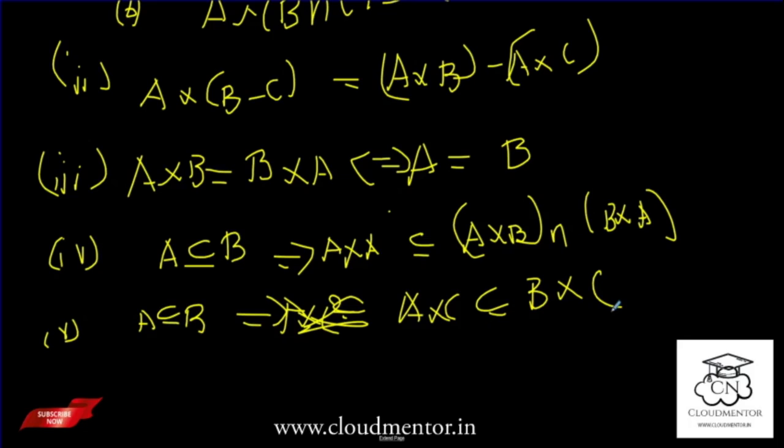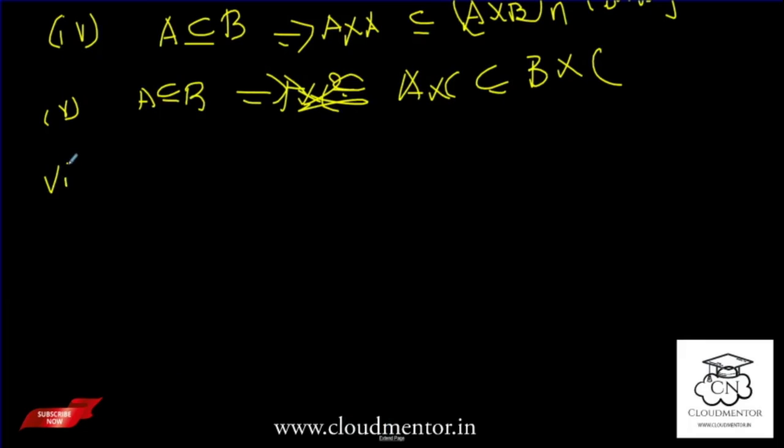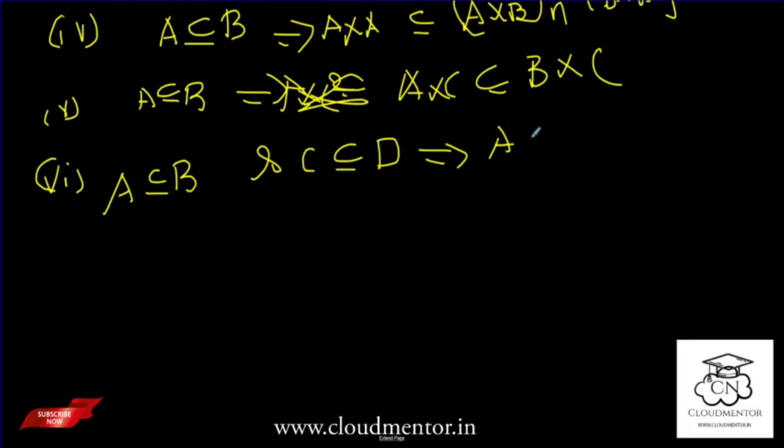Okay, and the sixth point: if A is a subset of B and C is a subset of D, which implies A cross C is a subset of B cross D.